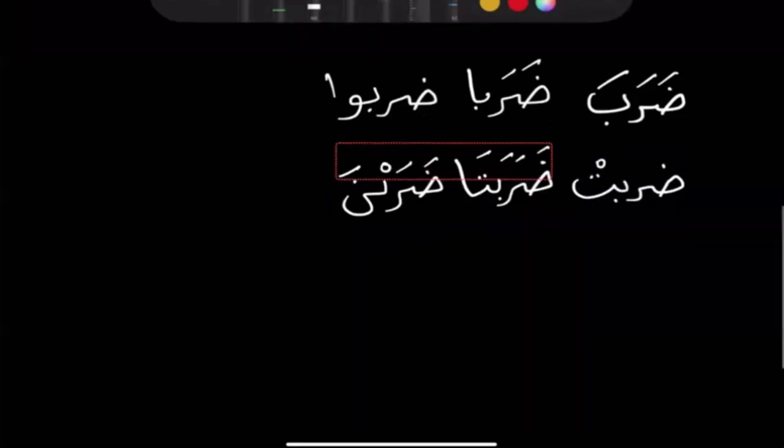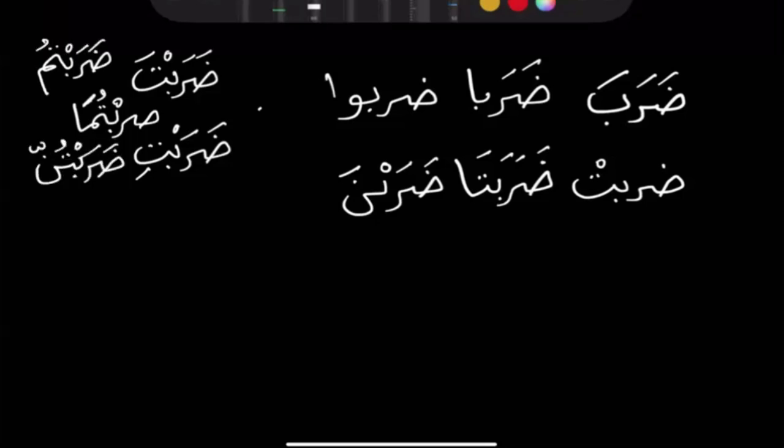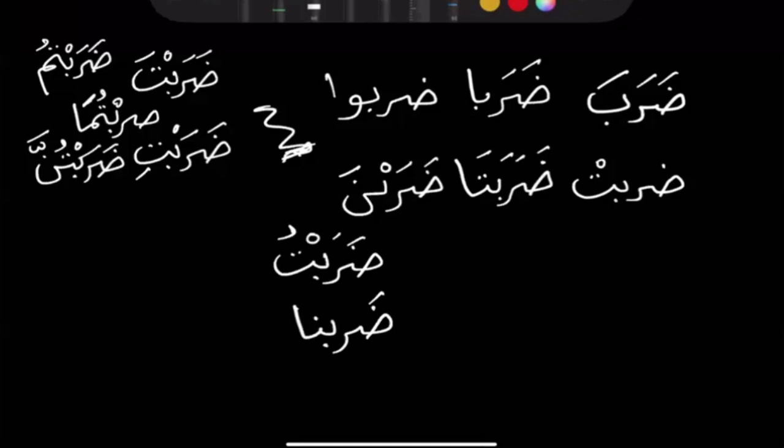Okay, we got something extra here. I'm going to squeeze this a little bit. ضربت. ضربتي. ضربتما. ضربتم. ضربتن. And what else? ضربت and ضربنا.